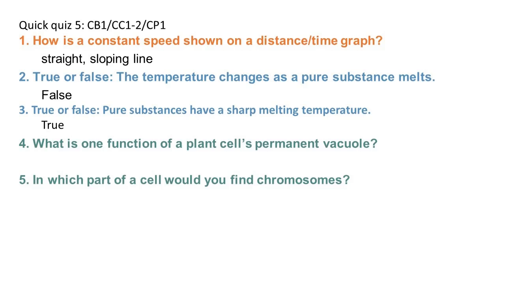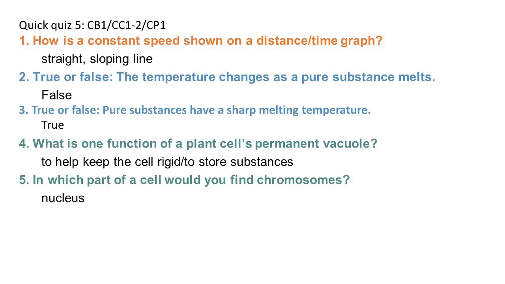Question 4 was, what is one function of a plant cell's permanent vacuole? Now, there are 2 correct answers you could put here. The more obvious one is to store substances, so starch will be stored in the vacuole, but you could also have put to keep the cell rigid, so it helps to give the cell shape. Either of those would do. And question 5, in which part of a cell would you find the chromosomes? Well, the chromosomes are part of the DNA, and that would be found in the nucleus of the cell. I'm sure you got that one correct.